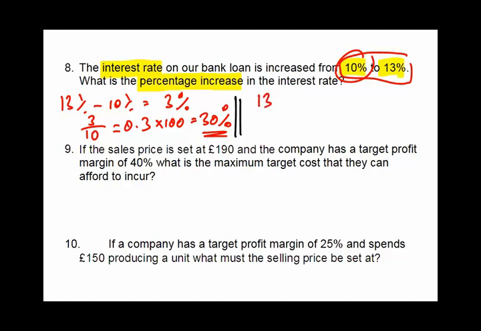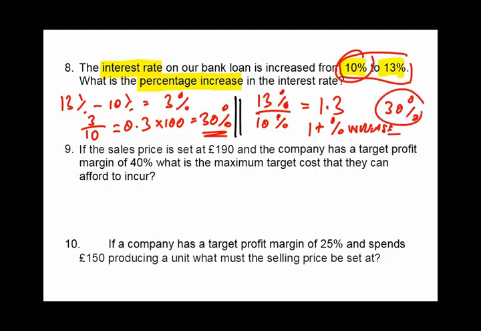The alternative approach is to take the figure it ends up at, divide by the figure that it starts at, which in this case 13 divided by 10 gives me 1.3, which is 1 plus the percentage increase expressed as a decimal. 1 plus 0.3 is again a 30% increase in the interest rate. So do be particularly careful if you're looking at percentage changes on a percentage figure. Make sure you do your usual job of dividing back by the starting point.